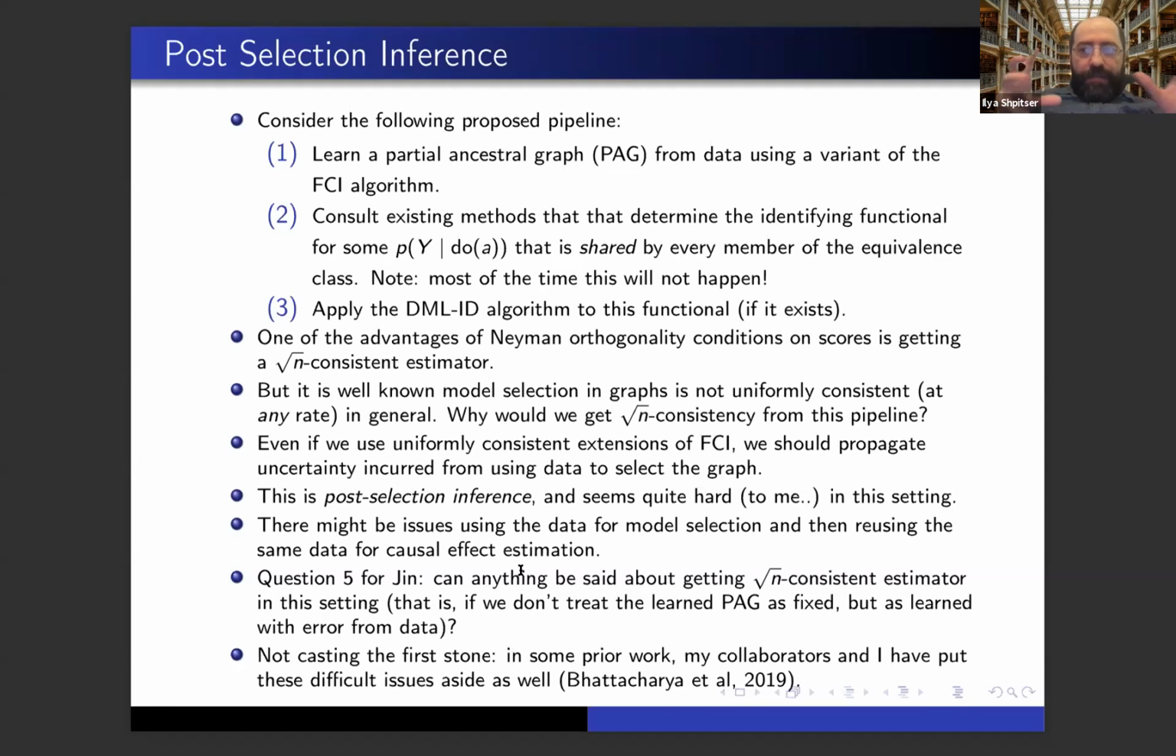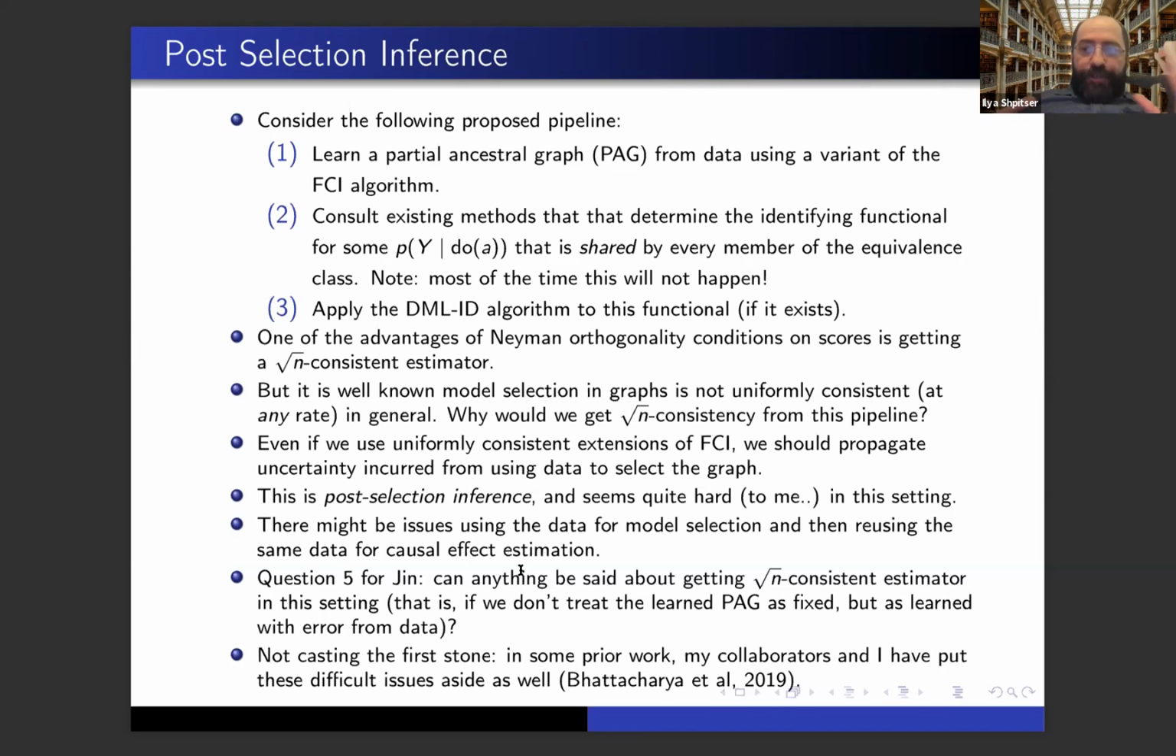And also, one of the things that happens is you're using data to learn the graph, and then you're using the data to do something else. And you get weird correlations from that potentially. So another question for Jin is, can anything be said about actually getting root n consistency here in settings where you don't really want to treat the PAG as fixed?